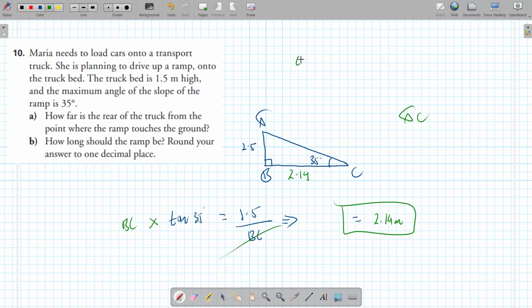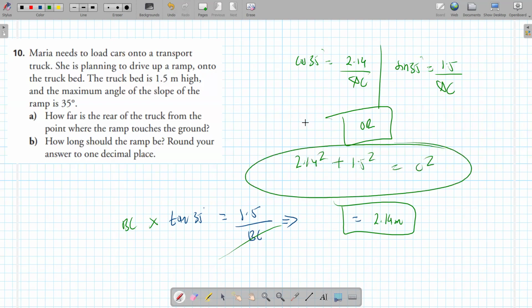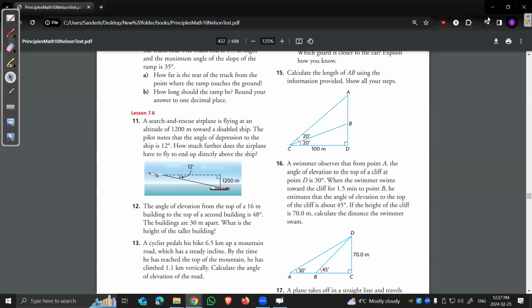So if you use cosine, it'll be cosine 35 equals 2.14 over AC. If you use sine, it'll be sine 35 equals 1.5 over AC. You can't use tan. That's the only one that you can't use. Or you can also use Pythagoras and solve this for AC. So all three of them will give you the exact same answer. So that one's pretty easy.